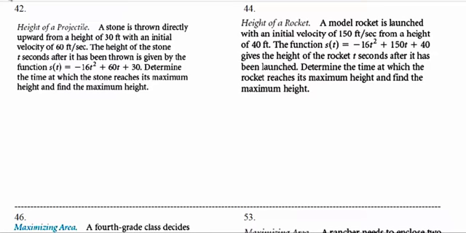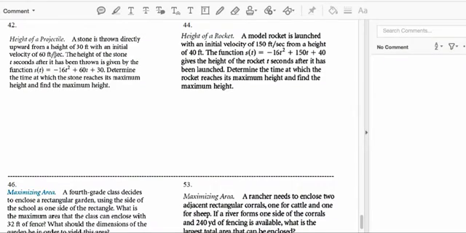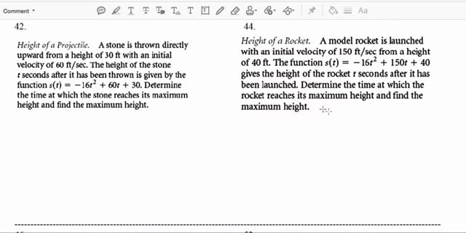In problems 42 through 53, we're going to be using the vertex formula of a quadratic in order to find some kind of maximum value. And so the first word problem we have in 42 is just throwing a stone in the air, and we want to use the given function to figure out how many seconds it takes your stone to reach its maximum height, and then what that maximum height is.